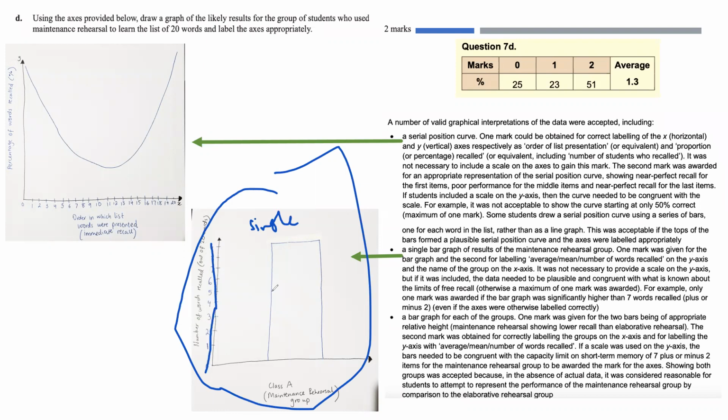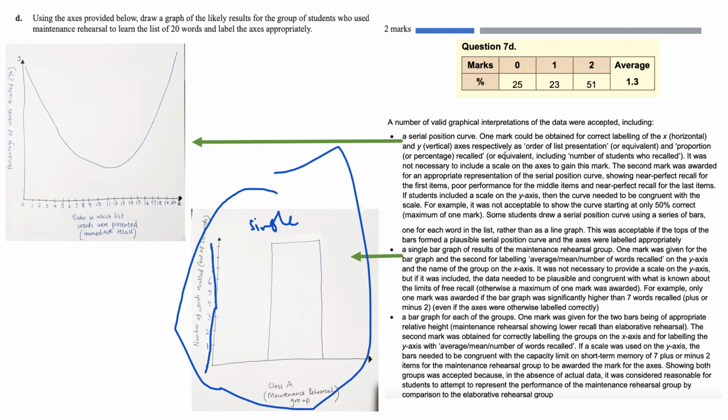You could have just written the number of words recalled, and obviously the taller the bar graph is, that shows the kids in class A have a better recall. You can also draw a serial position effect curve, but this is a more difficult way to approach the question in my opinion. If it makes more sense to you, then you could do that. These are just the first three straightforward ways that the ICA talk about.